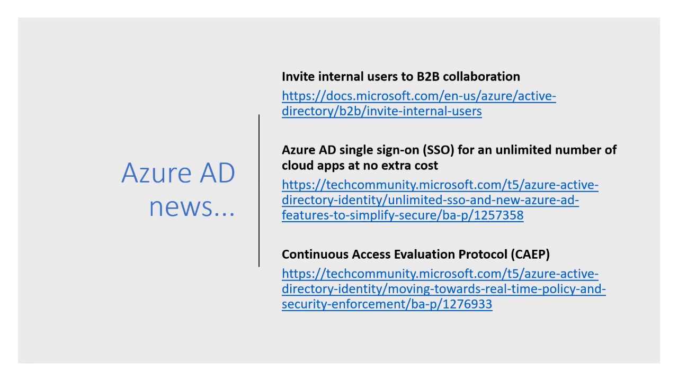Using security features such as conditional access or identity protection will still incur license costs, but you can still enable single sign-on at least for any tenant. Another thing is a really interesting feature, continuous access evaluation.